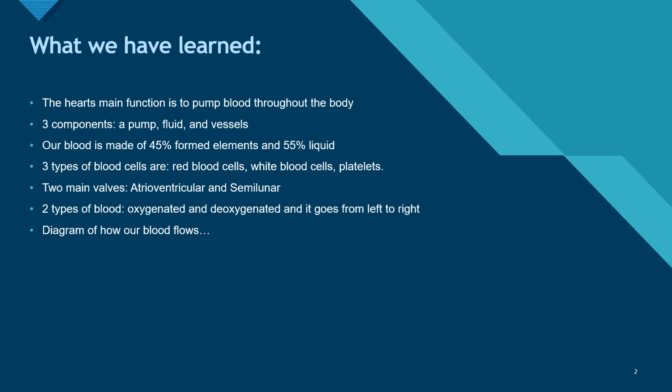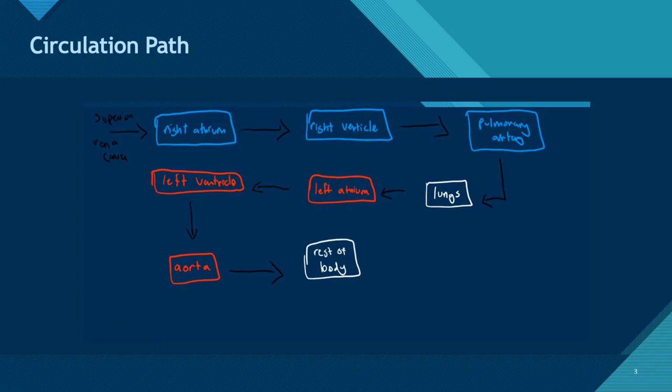And now we have a little bit of a diagram of how our blood flows. Here is the same screenshot from the 4.1 video of the circulation path. We start through the superior vena cava, go to the right atrium, through the right ventricle, the pulmonary artery, then to the lungs, which is essentially gas exchange, through the capillaries, the left atrium, the left ventricle, and then down through the aorta, and the aorta sends the blood to the rest of the body.